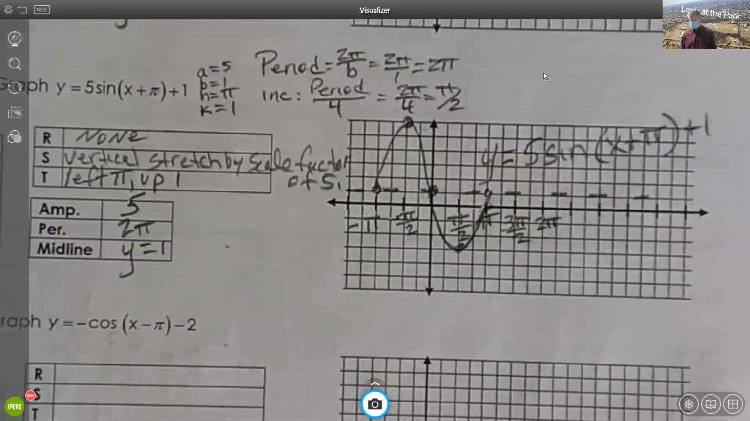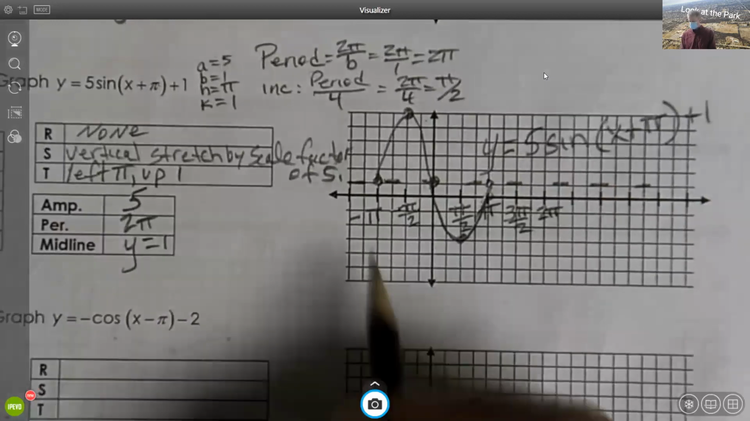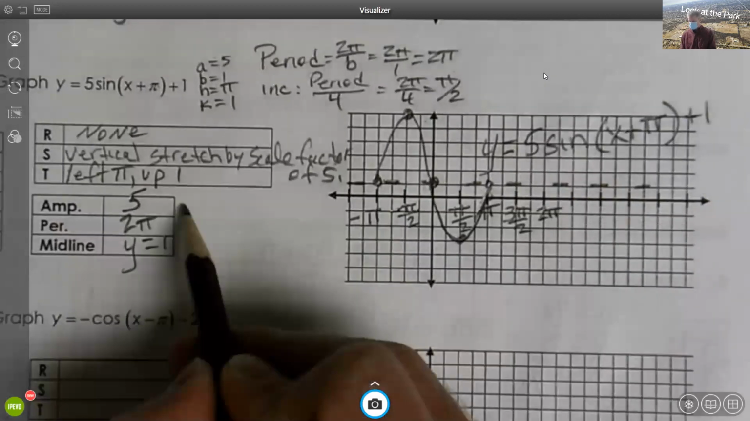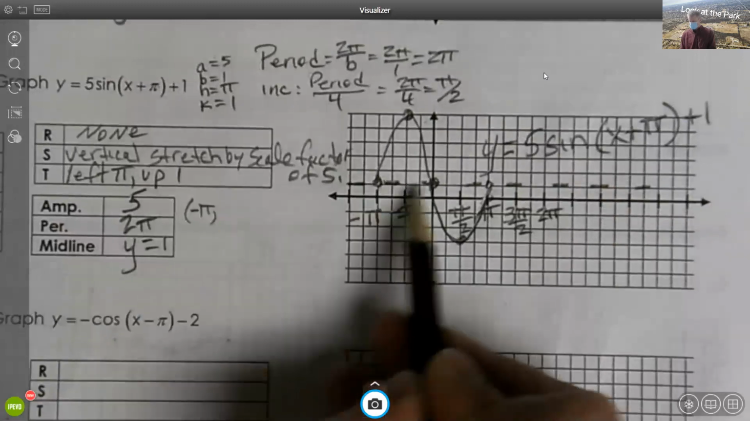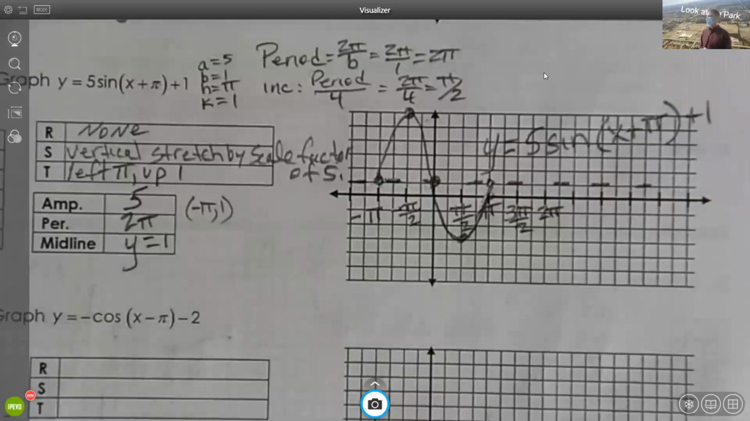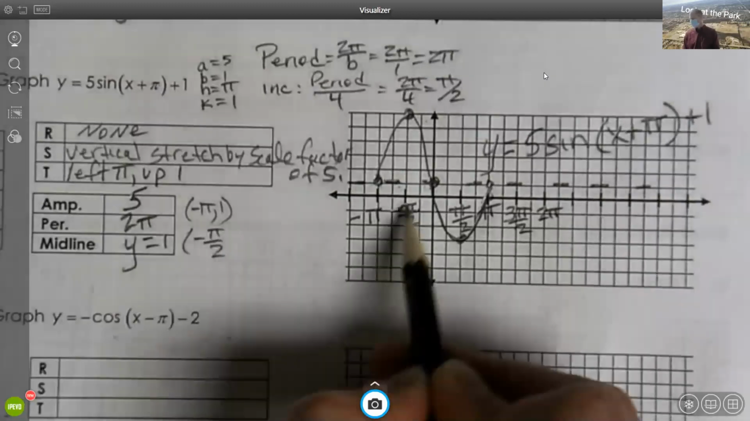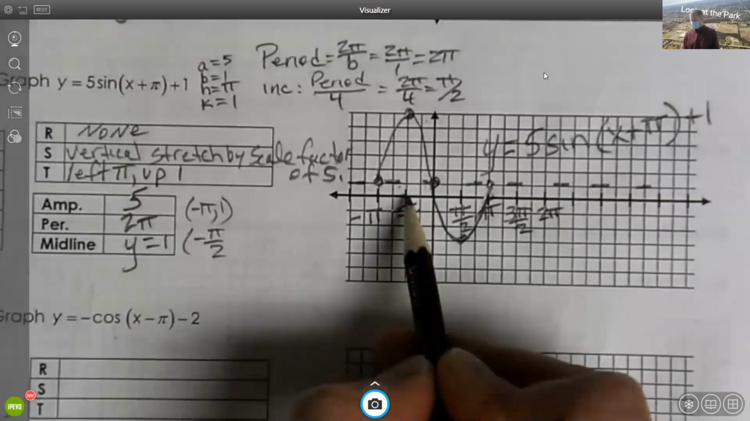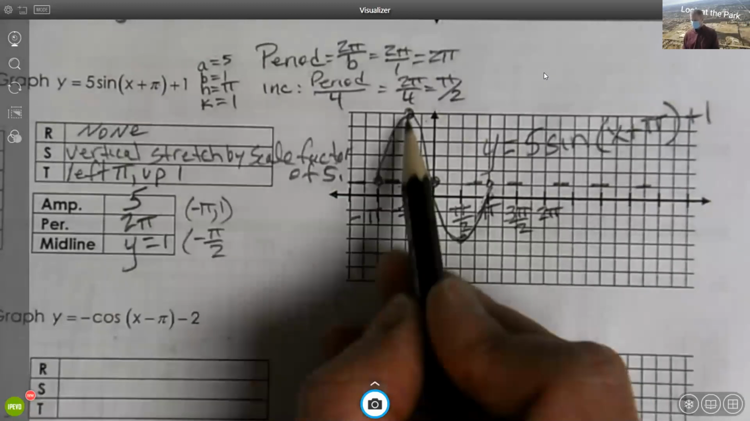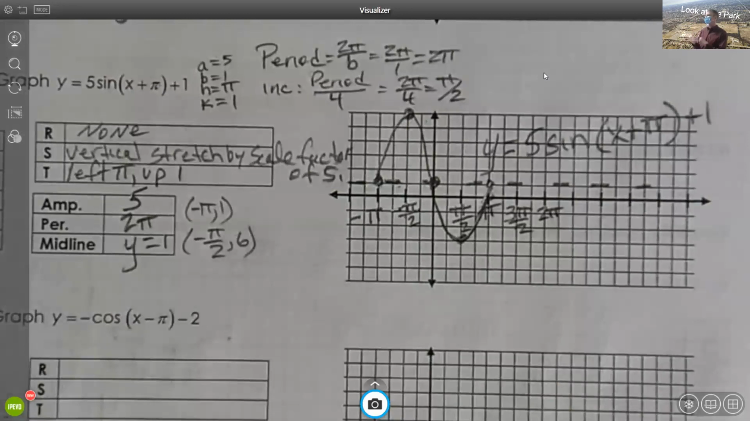So what are our coordinates? Let's work on that coordinate writing again. We have this first point that's out here. That's negative pi for your x, and it's up 1. So that is one of the coordinates that we had on our graph. We have another coordinate on our graph, which is negative pi over 2, but that is up 1, 2, 3, 4, 5, 6. It's up 6 because it's 5 above the midline.